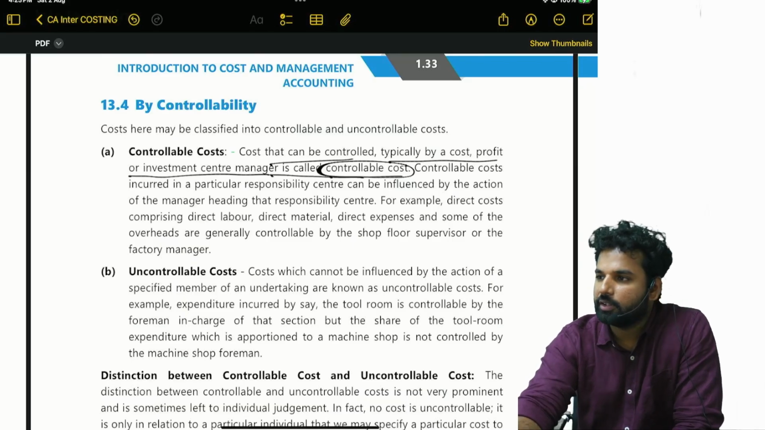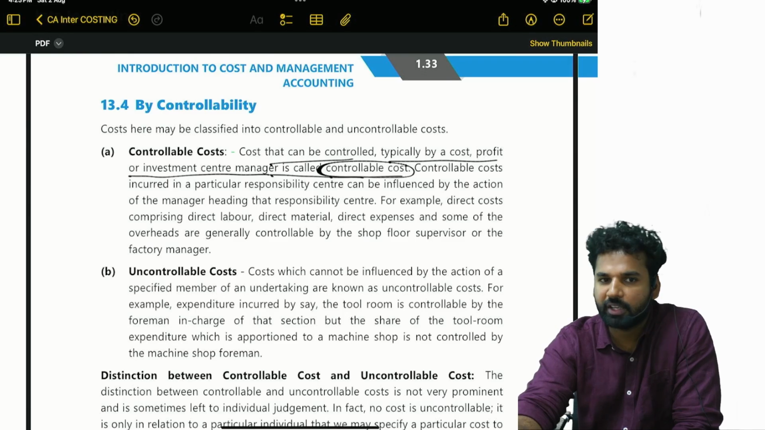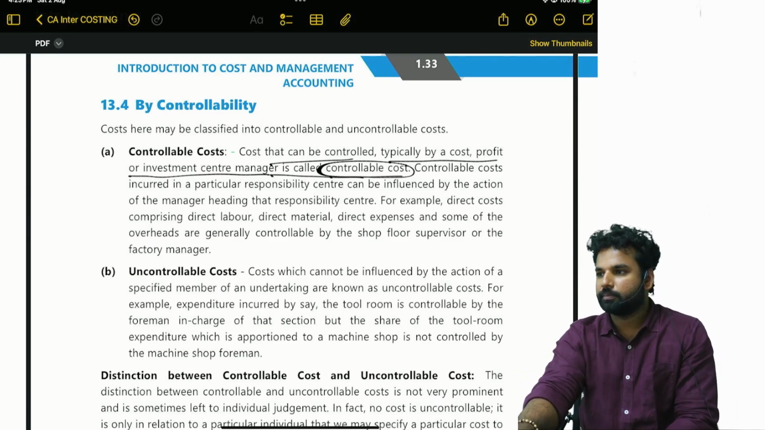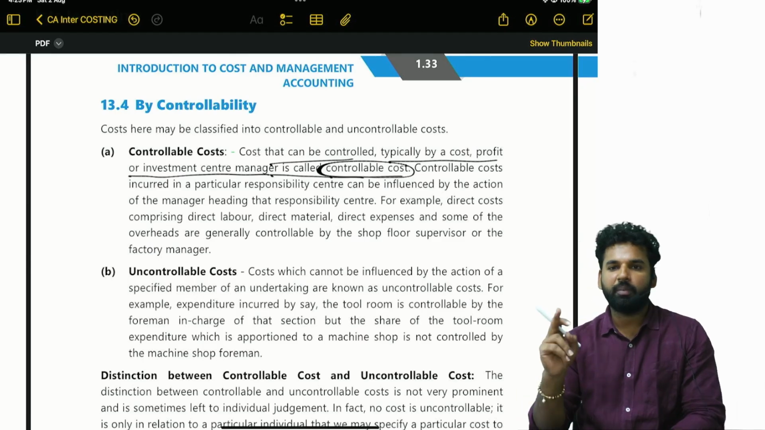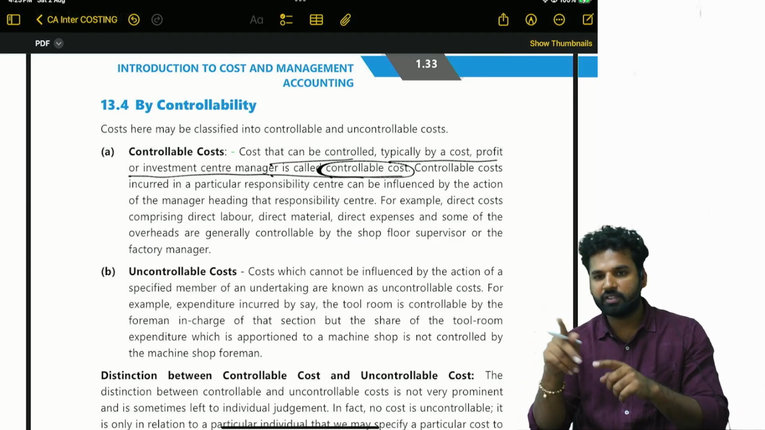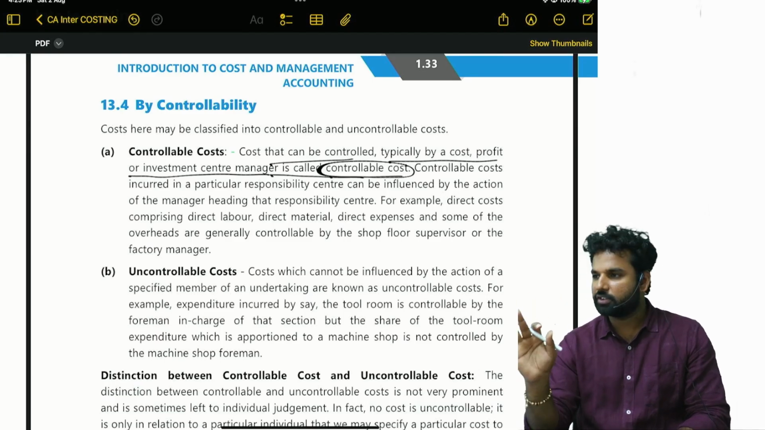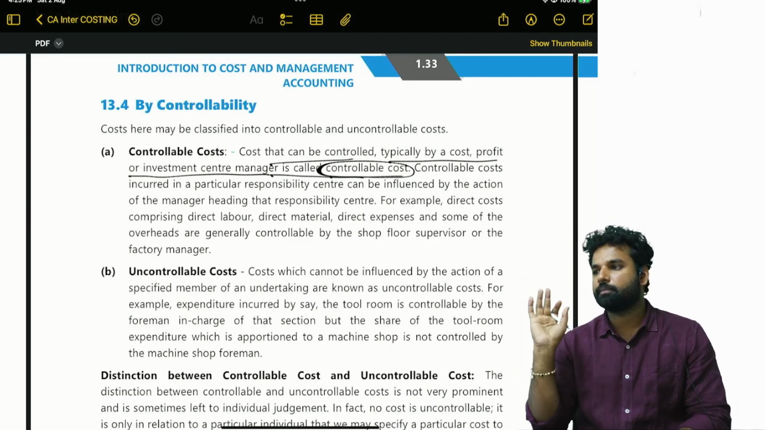Let's say this branch is there, and the branch rent is there. Here one branch in charge is there. Can the rent be controlled by the branch in charge? This is an administrative thing. Management will come to this place, see it, and feel that it is suitable for our business, so they have selected this place. They have fixed the rent, and whenever the rent payment is due, they will pay.